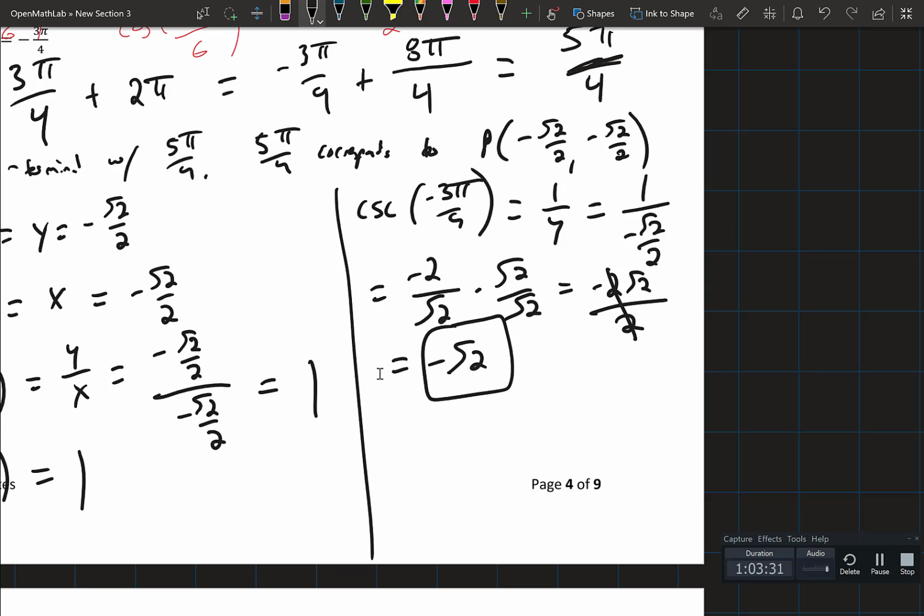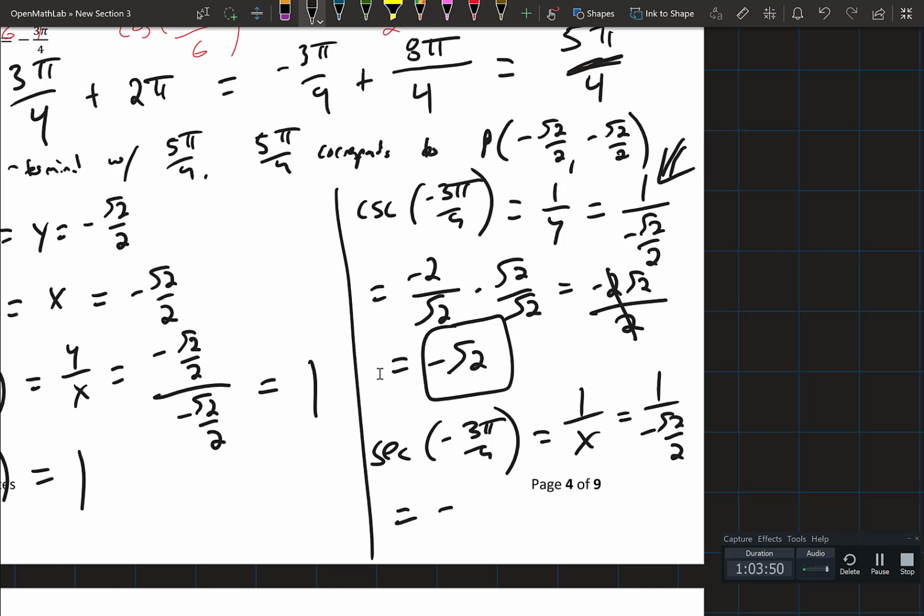Right. So then lastly, we need to do secant of negative 3 pi over 4. This would be 1 divided by x, which would be 1 divided by negative radical 2 over 2. And this is just going to follow the same work, starting here. So this is just going to equal negative radical 2, same work as from above. So now we have all of those trigonometric functions found for the given t value.